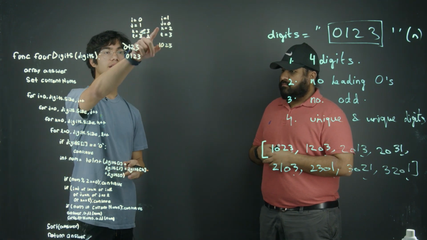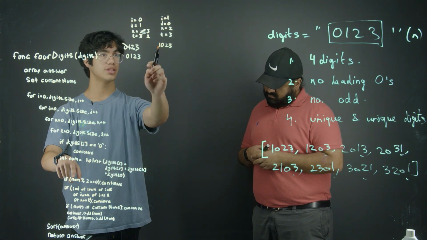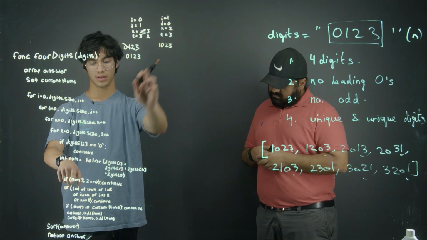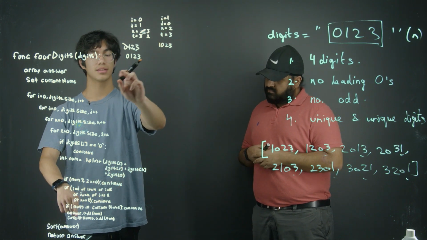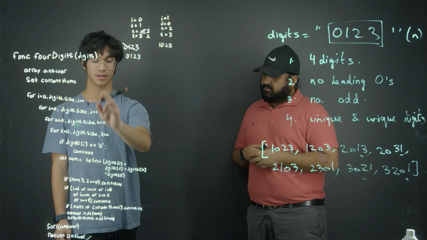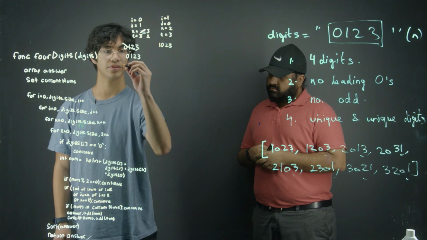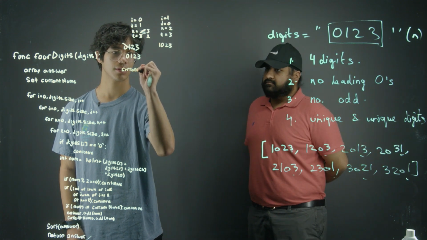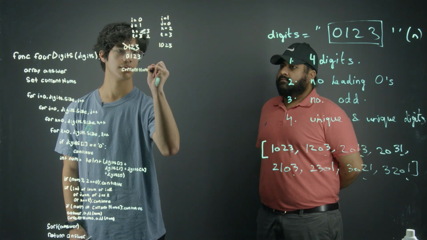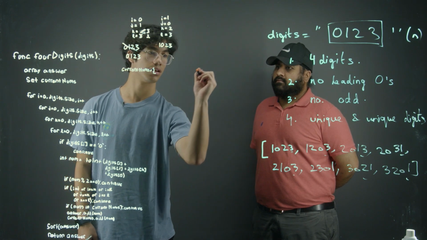And we see that I is not 0, so we're good to go. And then we also see that 1023 is not even. And then we also see they're all distinct. And since we haven't added anything, it's not in current nums. So let's just add it to current nums. And this is it so far.